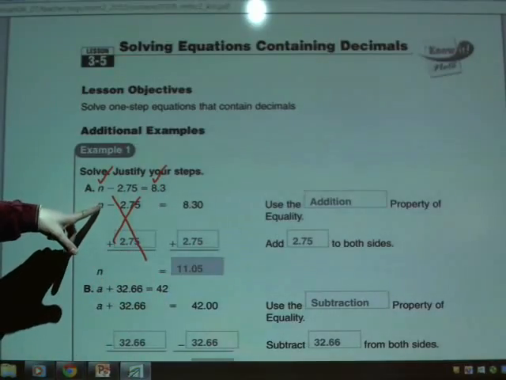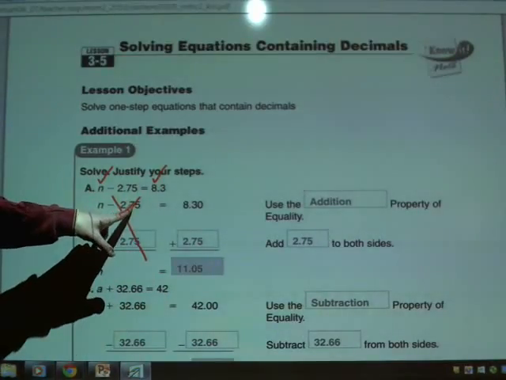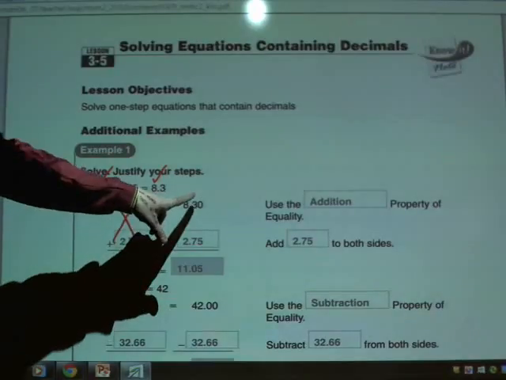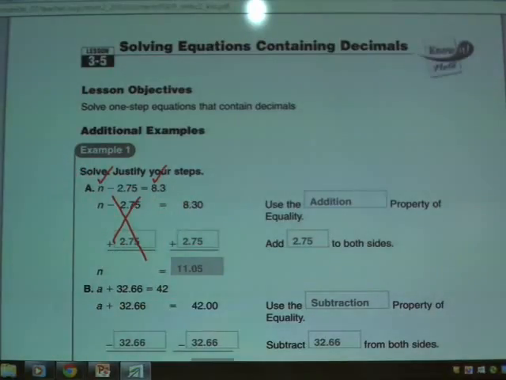We can check this because 11.05 minus 2.75 is 8.3. Since the other side says 8.3 as well, my equation is in balance because the left and the right side say the same thing, which means I solved this correctly.